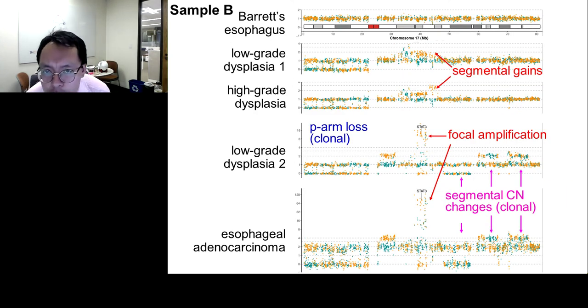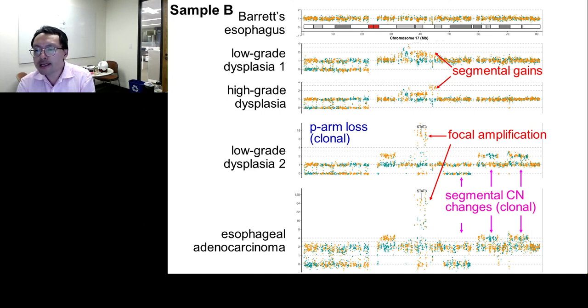On slide 43, I'm showing you another example. Again, this includes samples from the same patients with Barrett esophagus, low-grade dysplasia, high-grade dysplasia, and esophageal adenocarcinoma. In this case, I'm showing you the evolution on chromosome 17.